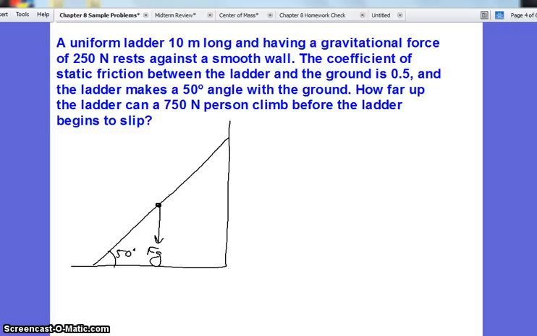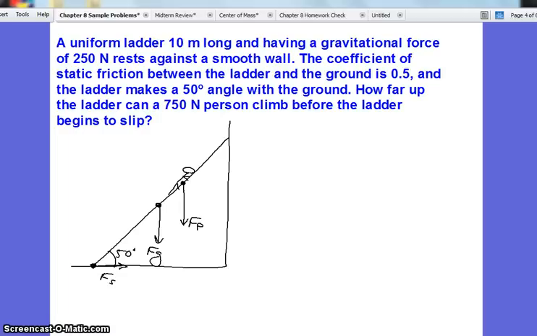We have a person somewhere on the ladder. We don't know where. That's what we're trying to find. I'll draw my person between the middle and the top end of the ladder, and I'll label this as FP. The other forces acting on the ladder: at the bottom, there's friction preventing the ladder from sliding out. So the friction must be to the right to prevent the ladder sliding to the left. And so we'll label that as Fs, static friction.